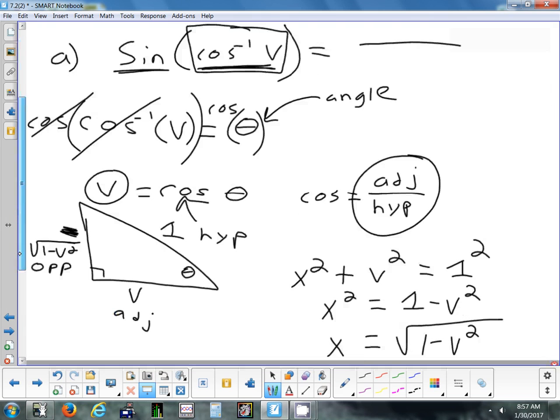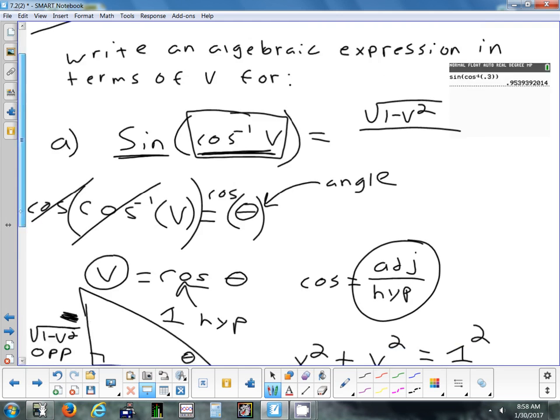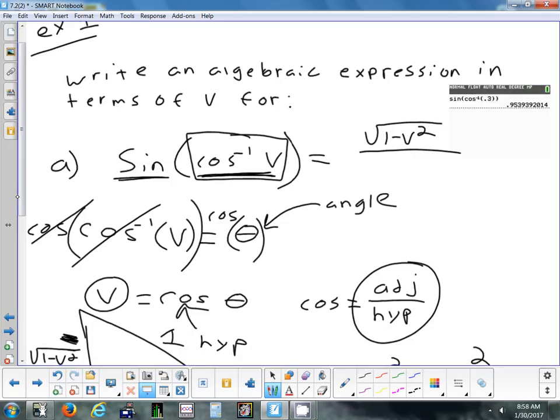So, can somebody remind me, when you find sine, what goes on top? Opposite. Square root of 1 minus v squared. Divided by what goes on the bottom? 1, which is hypotenuse. So in this case, you really don't even need the 1. So the final answer is square root of 1 minus v squared. So if you want to know the sine of the inverse cosine of v, all you have to do is plug it into that formula.